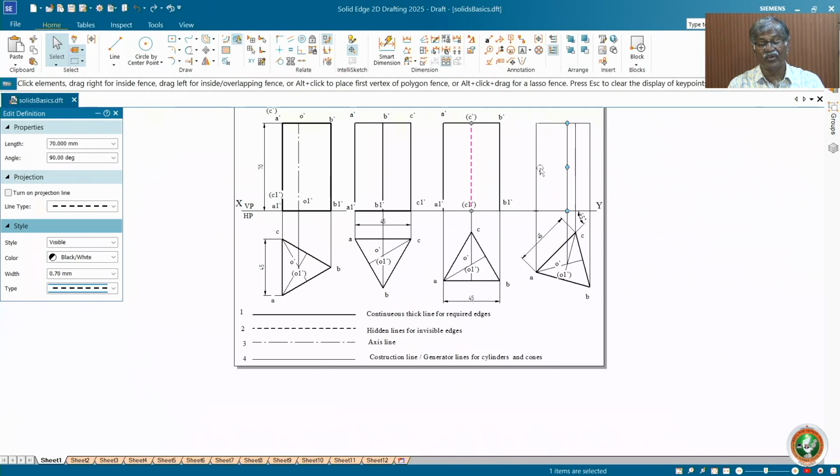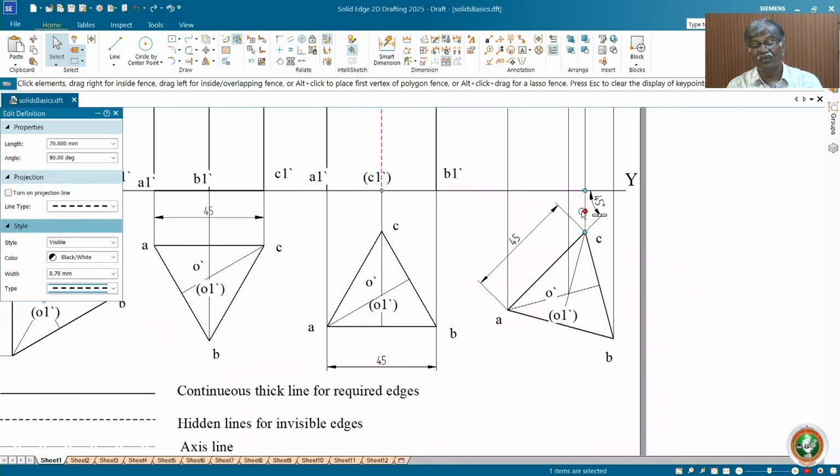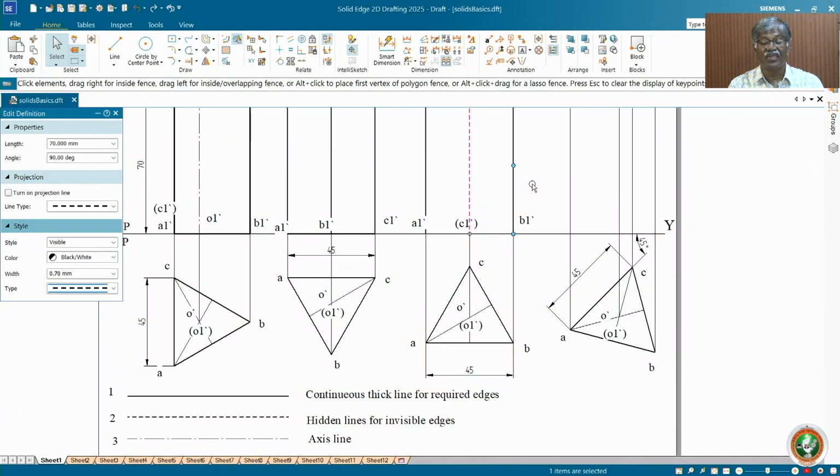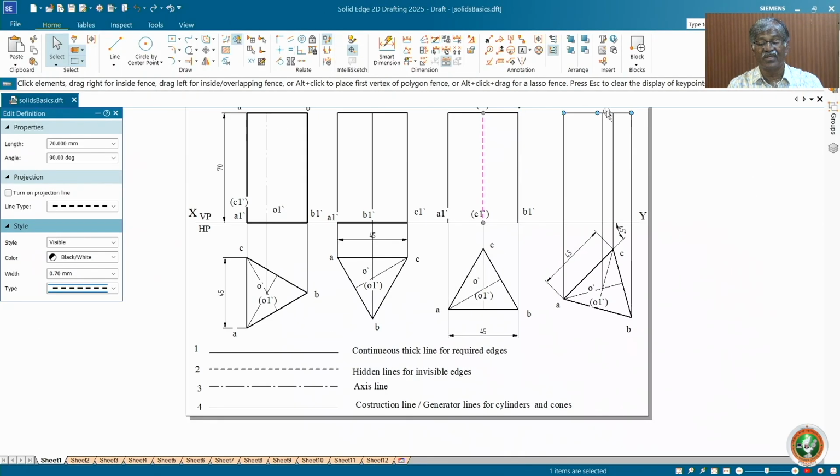Now what about this? This has one of the base edges parallel to VP and away from it, or the near corner is nearer to the VP, or the longer edge is nearer to VP. Here one of the base sides is inclined at 45 degrees to VP. In that case you will get this pattern. So how do we drop the projections? See, AA1 is visible, BB1 is visible, CC1 is not visible.